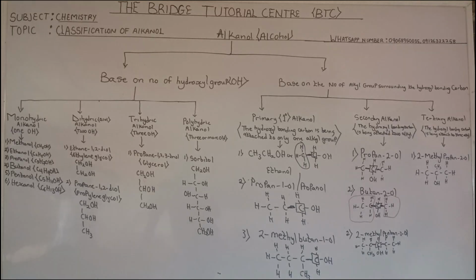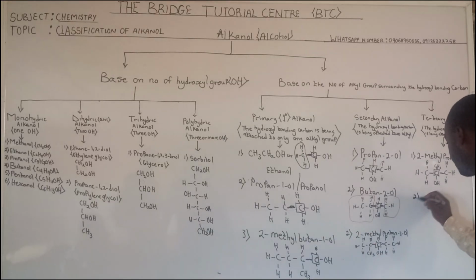From here, the first thing is to identify the hydroxyl bonded carbon. So this is our hydroxyl bonded carbon. How many carbon atoms are attached to it? You can see we have 1, another carbon, and another carbon up here. This hydroxyl bonded carbon is being surrounded by 3 other alkyl groups. That's why we can call it tertiary alkanol.